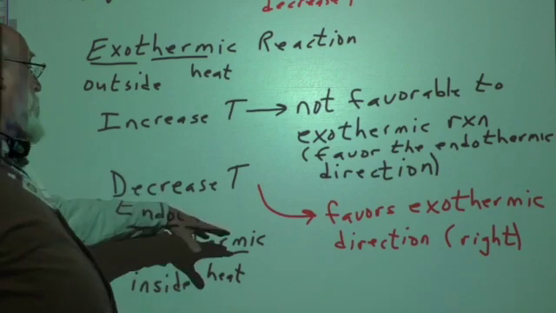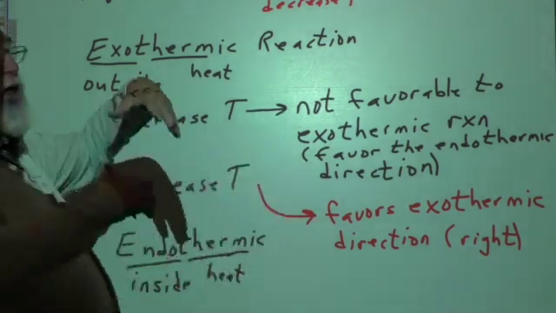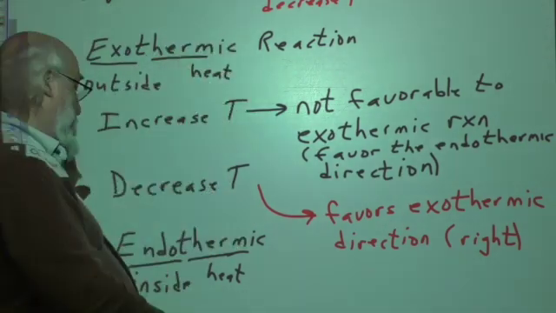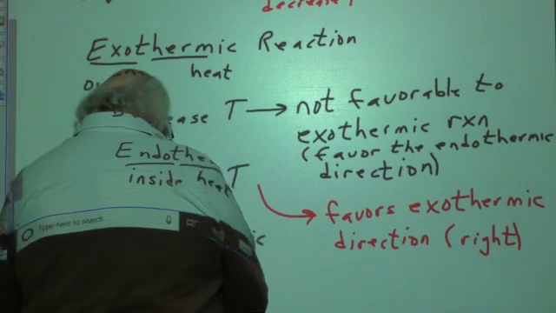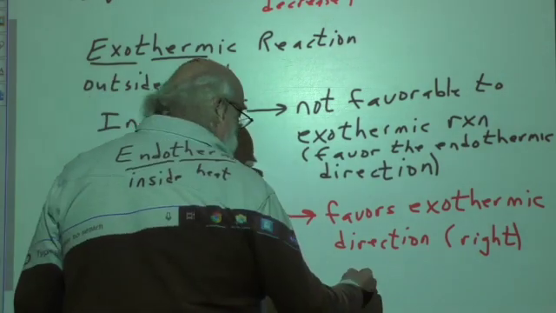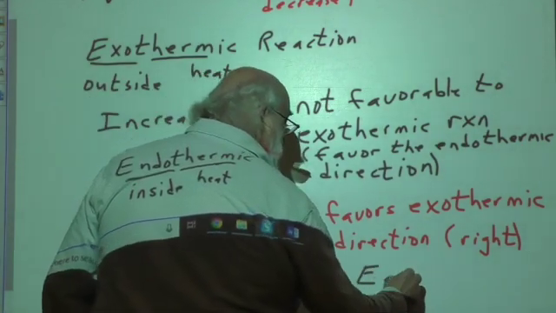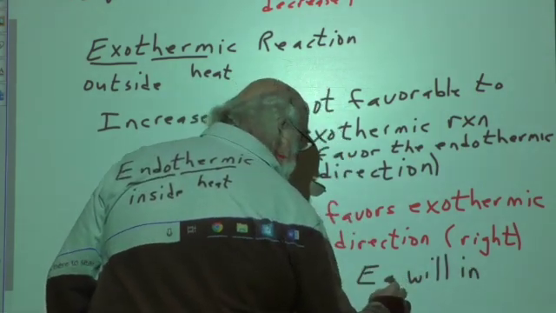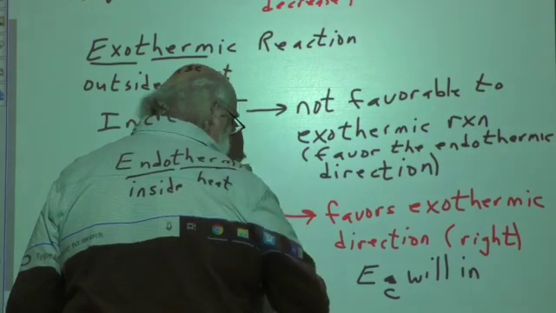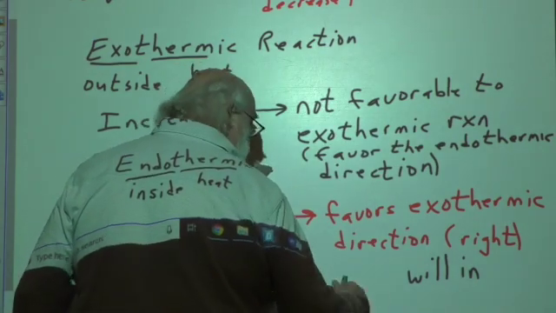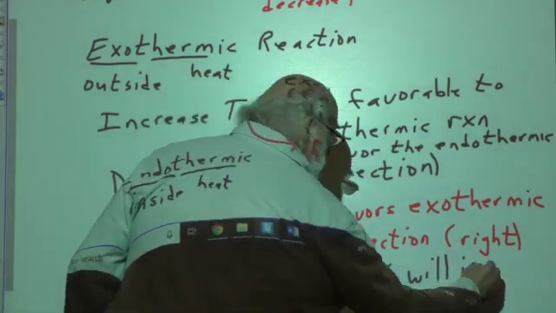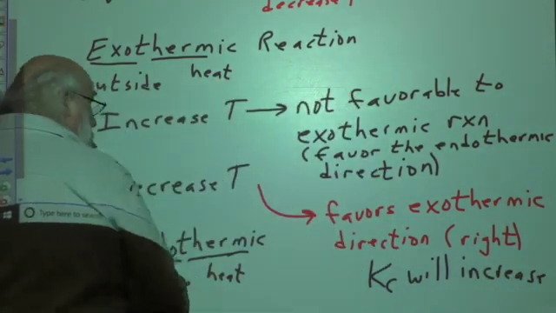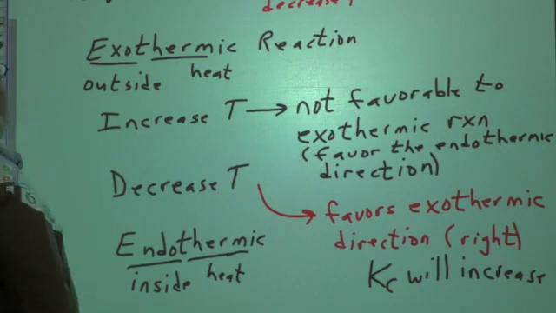Now, because he's shifting to the right, you're now getting a bigger value of products, which is your numerator, and a smaller value of reactants, which is your denominator, and that means that Kc will increase. So that's temperature. Pressure.